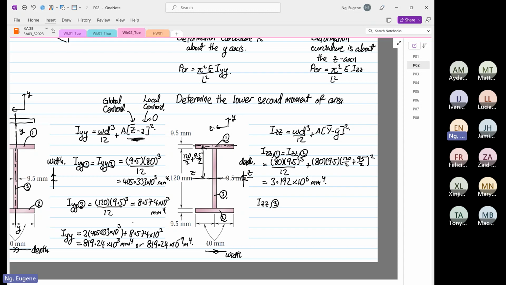Now IZZ3, the local centroid and the global centroid are the same. So we only need to do the width, which is equal to 9.5. Depth is 120 cubed over 12. Okay. So this is equal to 9.5 times 120 power 3 divided by 12. So it's equal to 1.368 times 10 to the power 6 millimeter 4.